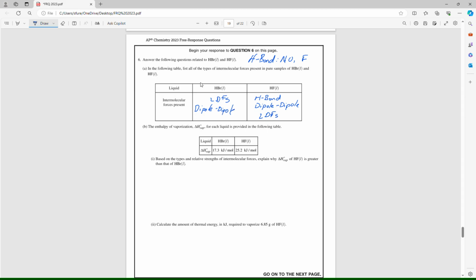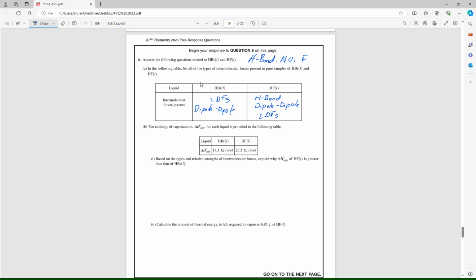B part I, based on the types and relative strengths of intermolecular forces, explain why delta H vap of HF is greater than that of HBr. So heat of vaporization, delta H vap, is the energy it takes to boil something. So it takes more energy to boil HF than it does to boil HBr. This is because the hydrogen bonding is so strong, it makes it harder to boil HF.